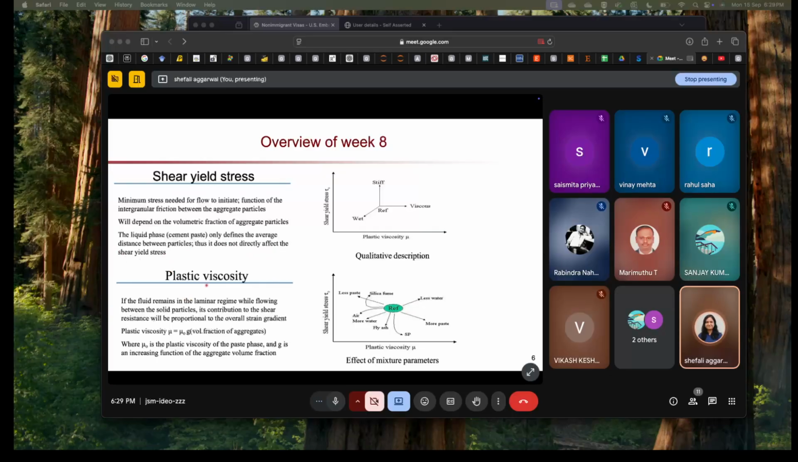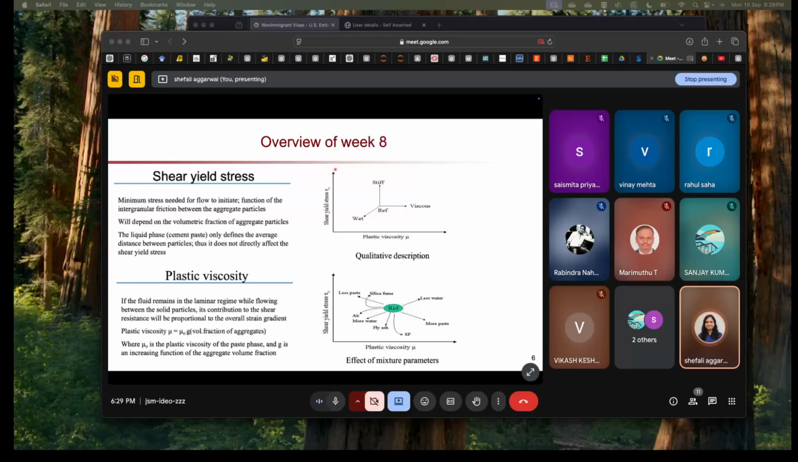In the same way, for viscosity, if the fluid remains in the laminar regime while flowing between solid particles, its contribution to the shear resistance will be proportional to the overall strain gradient. That means the slope between shear stress and strain rate will define your viscosity value. Again, your viscosity value will depend on the volume fraction of aggregate and not much on your cement paste. So this is a qualitative description.